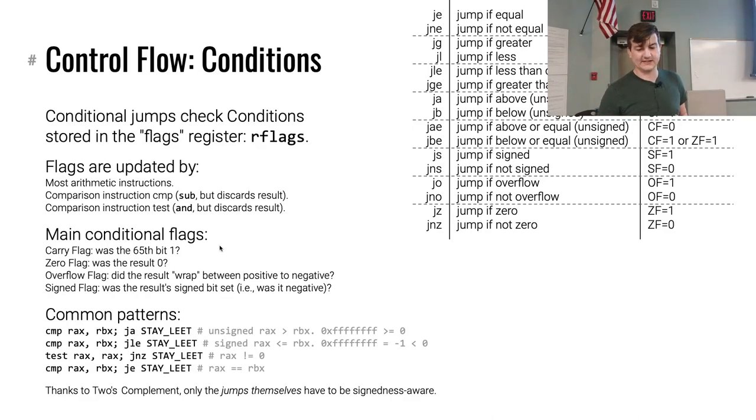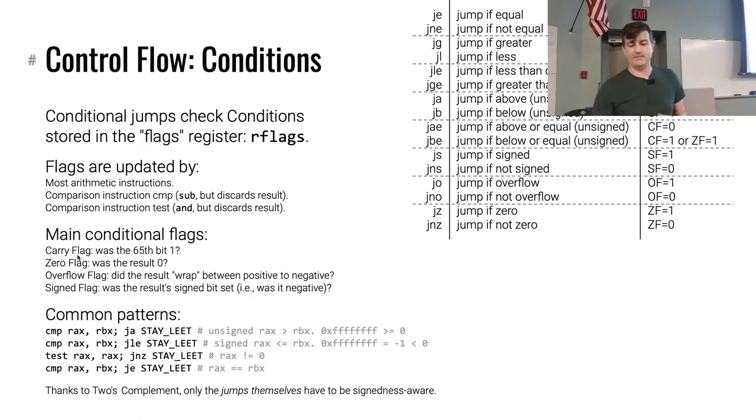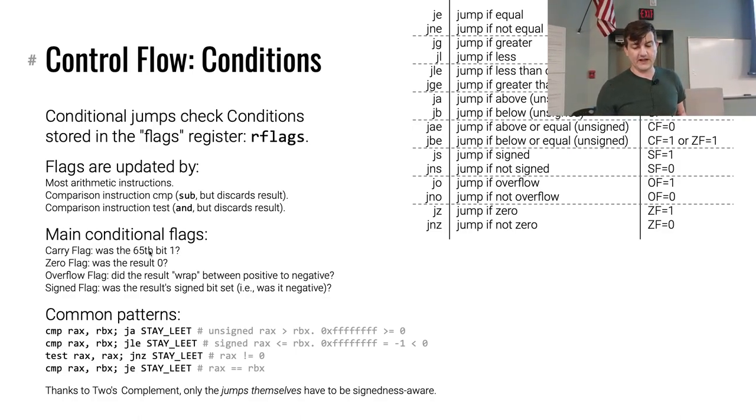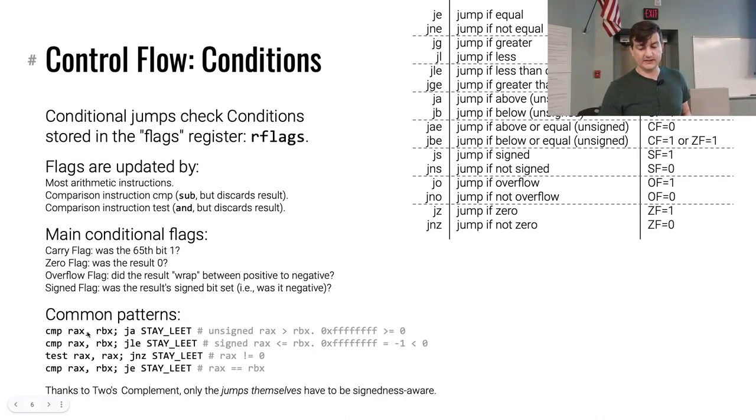And the conditional flags that you'll look at are the carry flag. Was there an extra 65th bit? Zero flag, overflow flag, sign flag. So, anyways, digging down, we can do things like compare RBX and RAX.